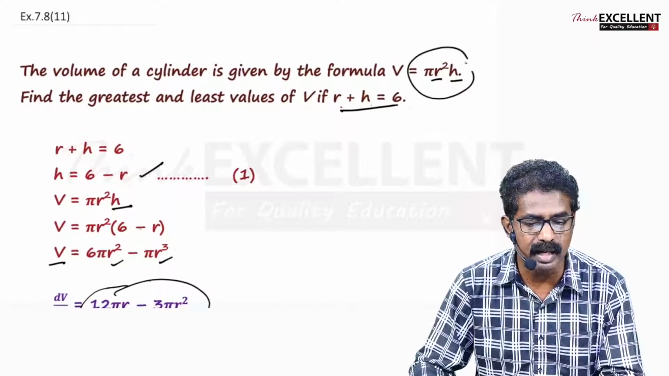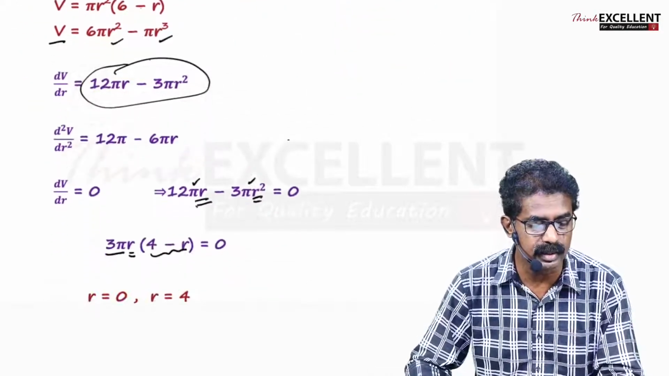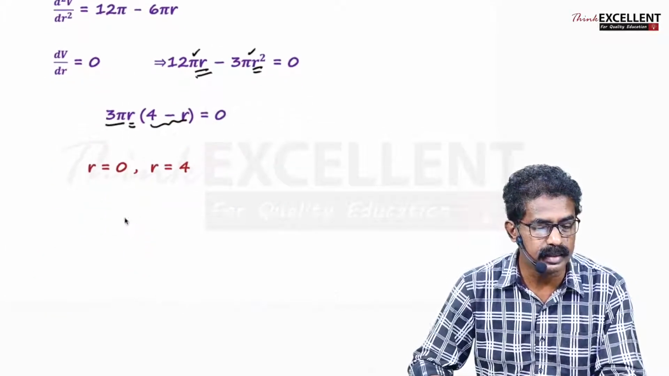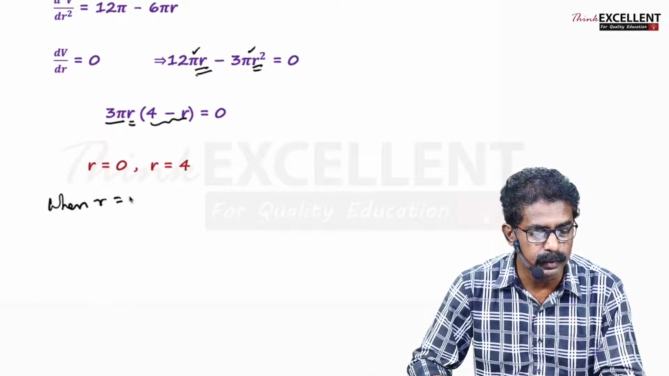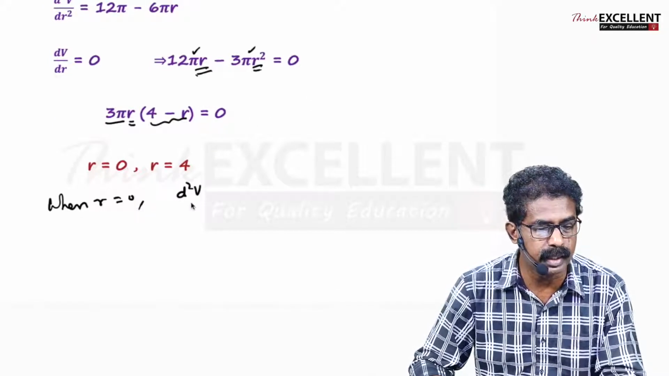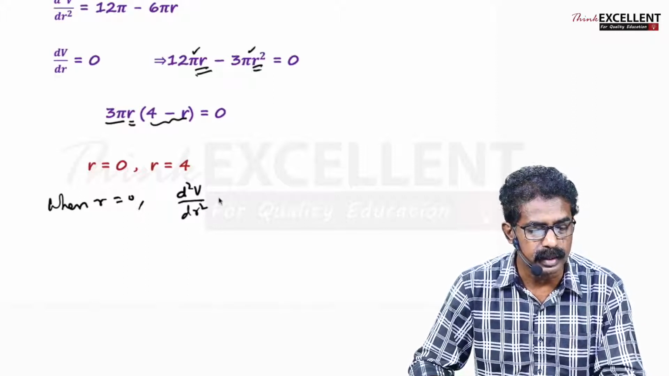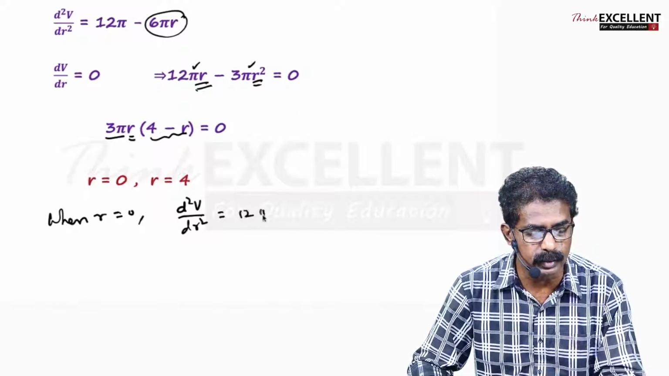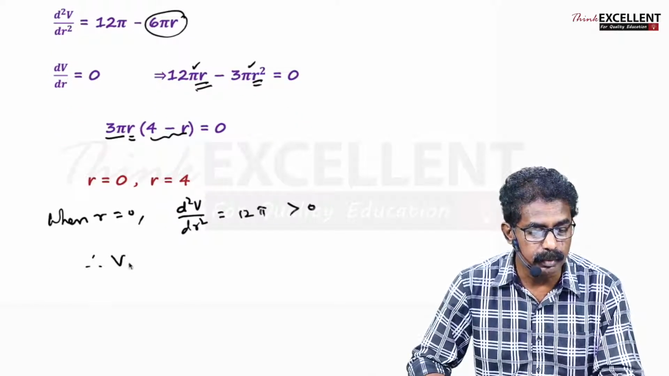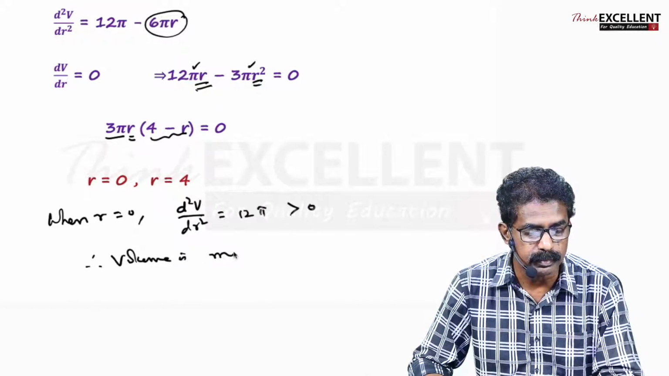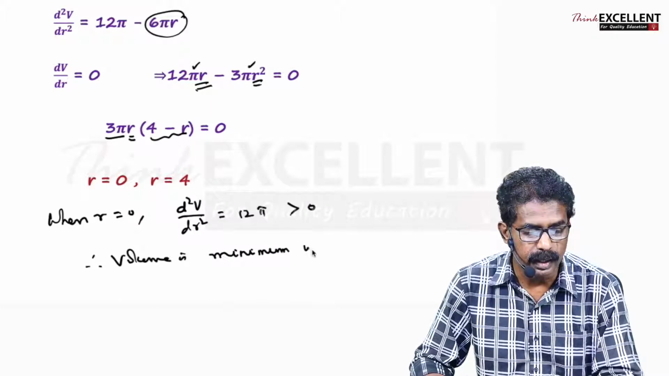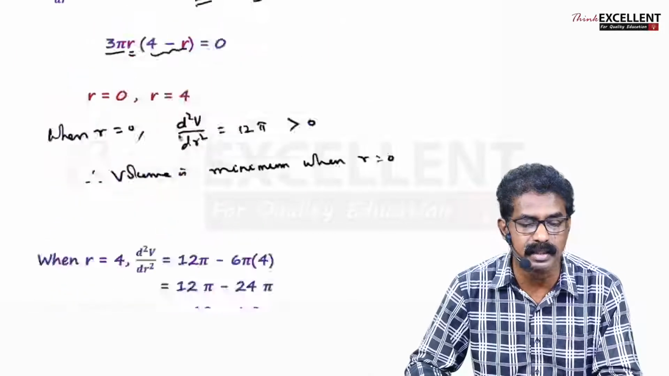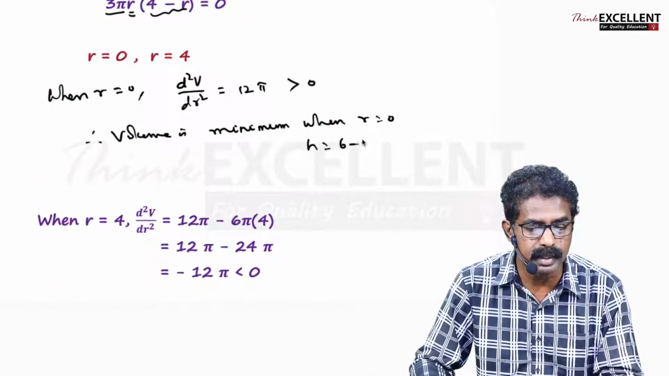If r is 0, the volume is also 0 only, right? So when r equal to 0, that is the minimum volume. Let us see. When r equal to 0, substitute in the second derivative d squared V by dr squared. When r is 0, this term is fully 0, you are getting 12 pi. It is positive, so volume is minimum when r equal to 0. When r equal to 0, what is h? h is 6 minus r, that is 6.